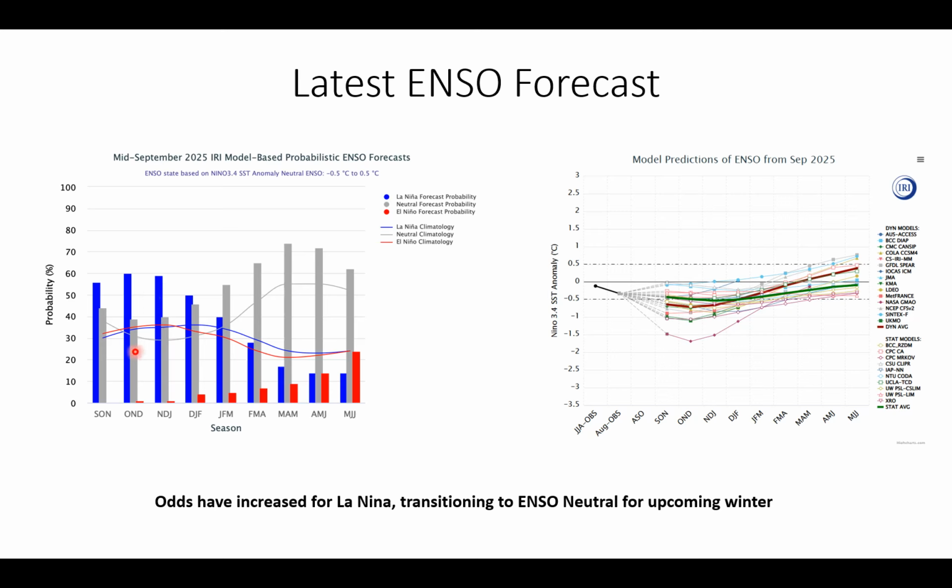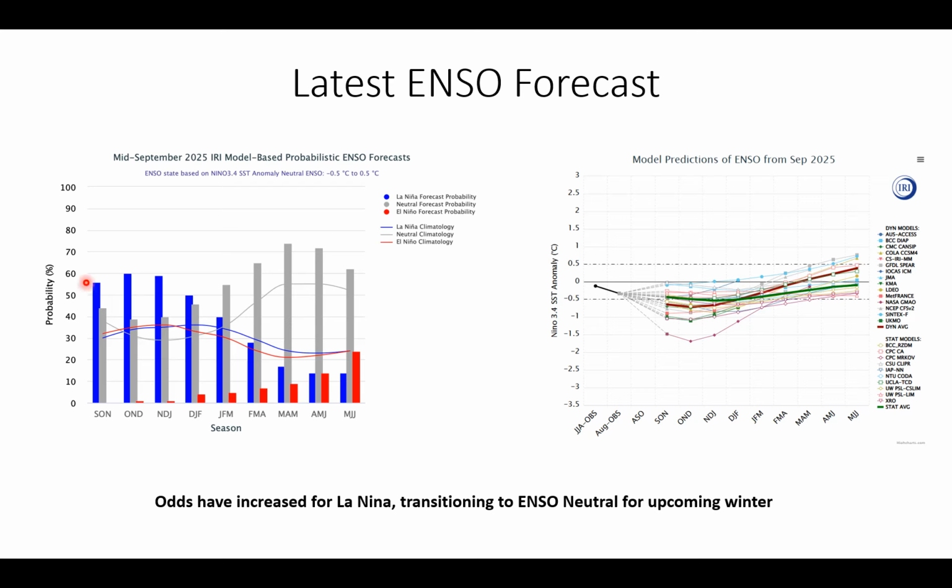Blue bars, these blue vertical bars, generally indicate La Nina forecast probability. The gray bars represent ENSO neutral forecast probability. The red bars indicate El Nino forecast probability. So you notice September, October, November, December, November, December, January, February, and January, February, March. All right, that's really what I care about right now. You notice the red bars are very short. That indicates the probability of El Nino is pretty much non-existent for the upcoming winter season.